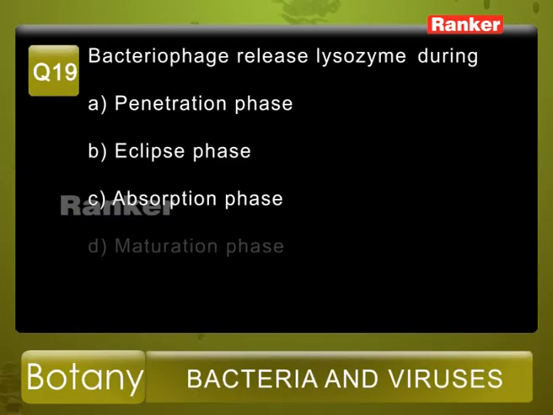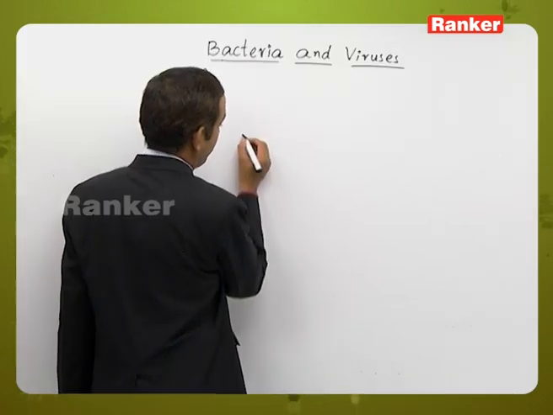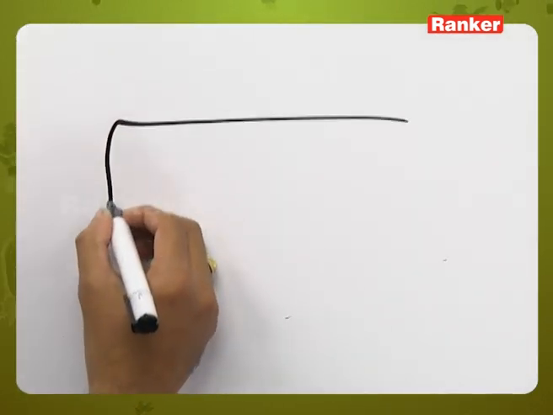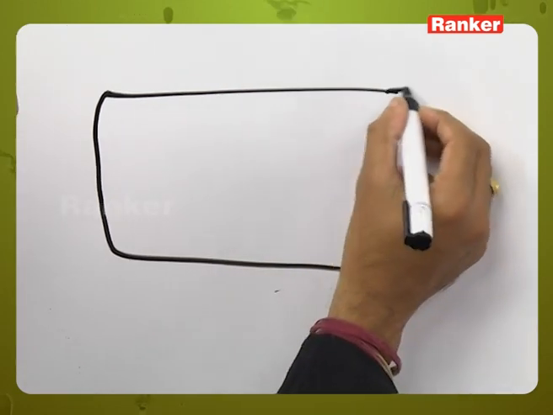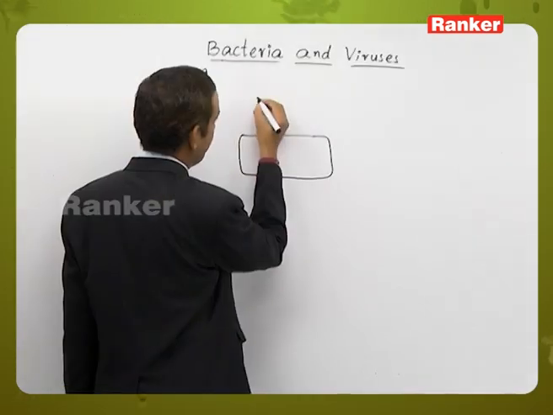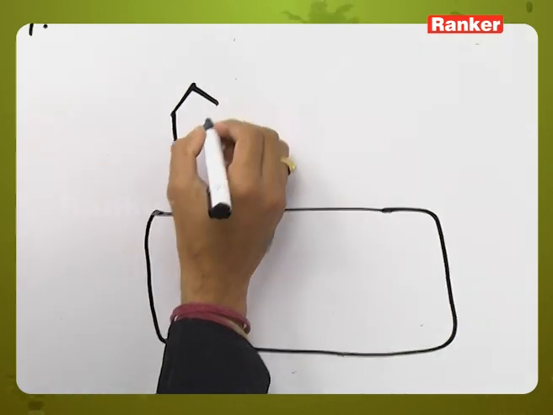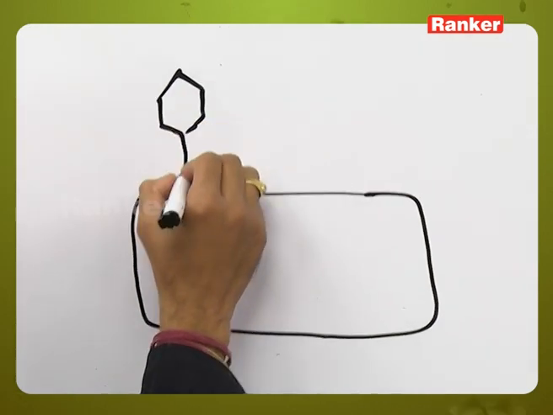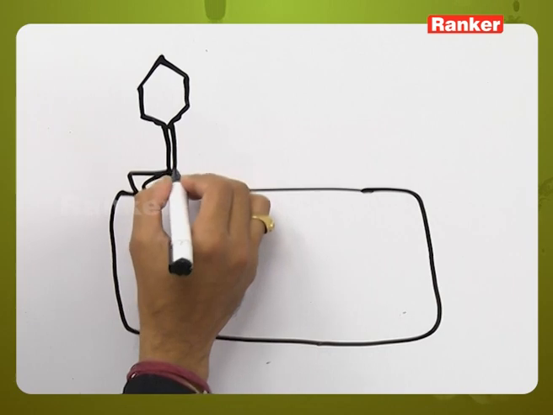Question number 19. Bacteriophage releases lysozyme during. The given options are A. Penetration phase, B. Eclipse phase, C. Absorption phase, and D. Maturation phase. Here what happens is when the bacteria is attacked by any viral particle like a bacteriophage, this is a bacteriophage which is attacking this bacterial DNA.